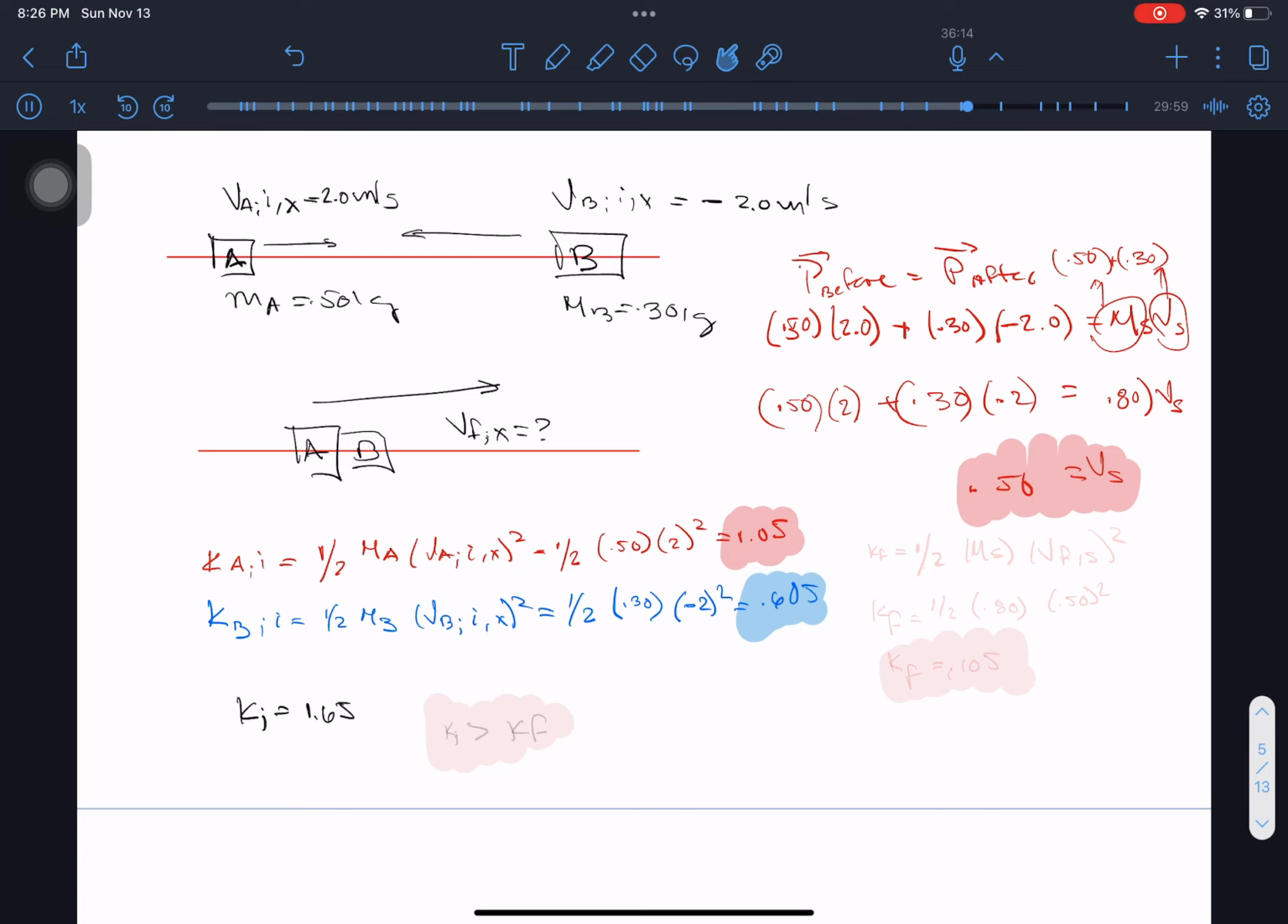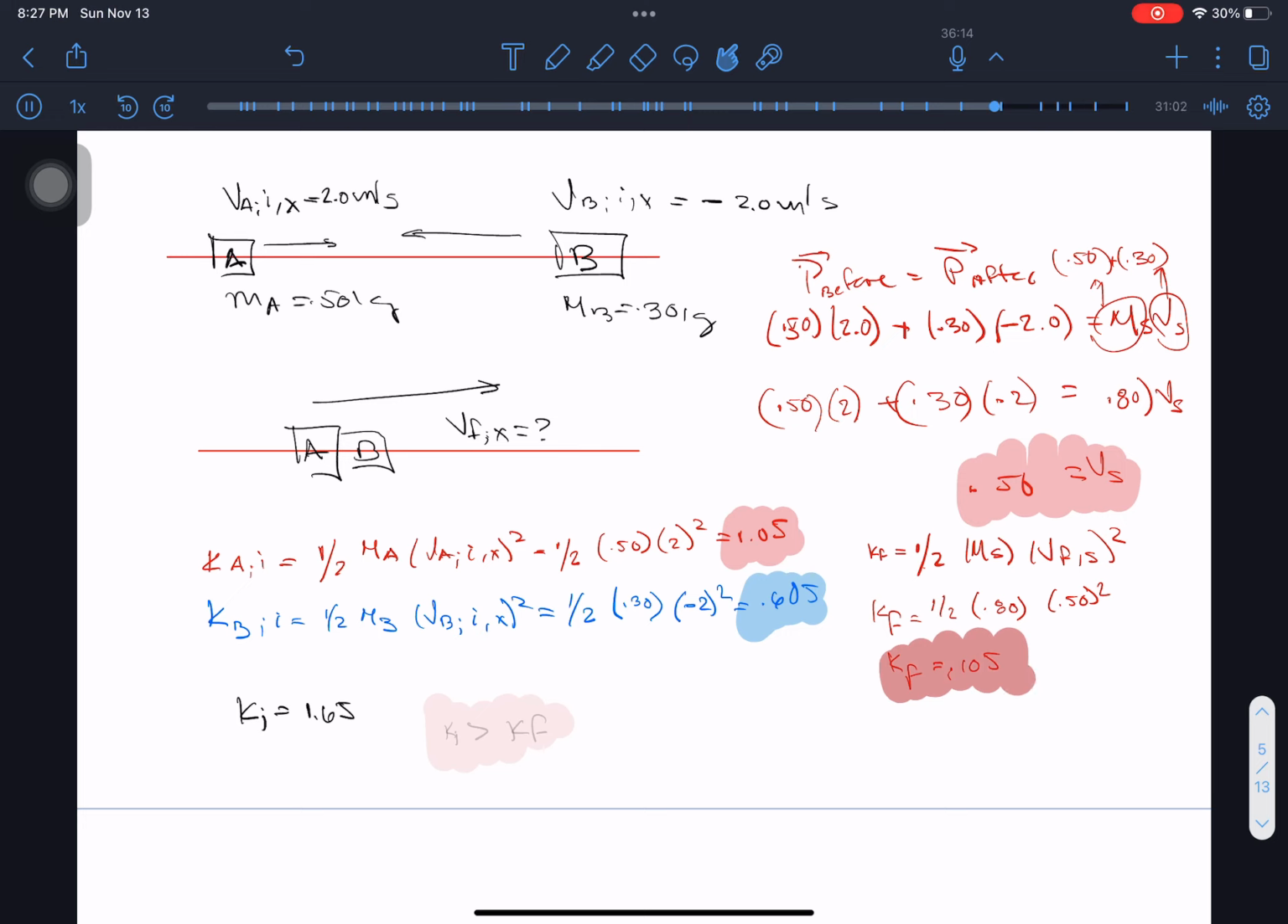Now let's find the final kinetic energy. So the final kinetic energy for the system, because we don't need to find it individually, since we already have the mass of the system and the velocity of the system, we can find the final kinetic energy of the system, which is going to be equal to one half the mass of the system times the final velocity of the system squared. So the final kinetic energy of the system is going to be equal to one half times 0.80 times 0.50 squared. It's going to be 0.10 joules. This is our final kinetic energy for the system.